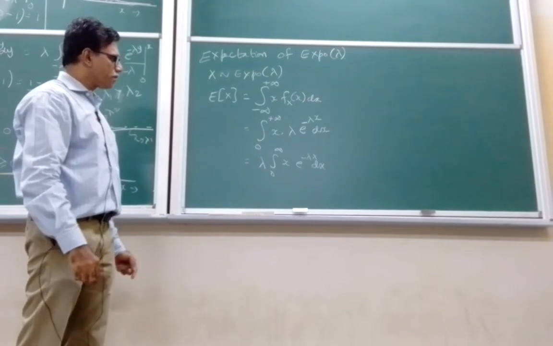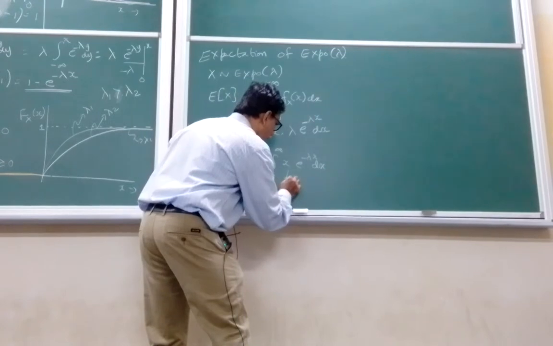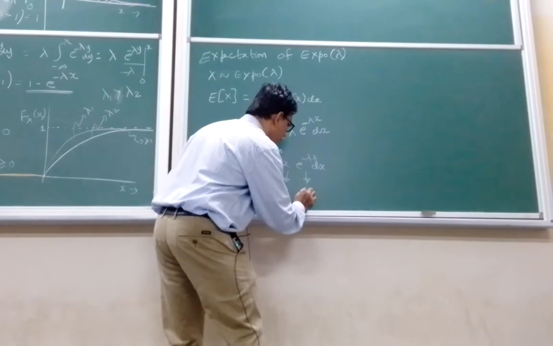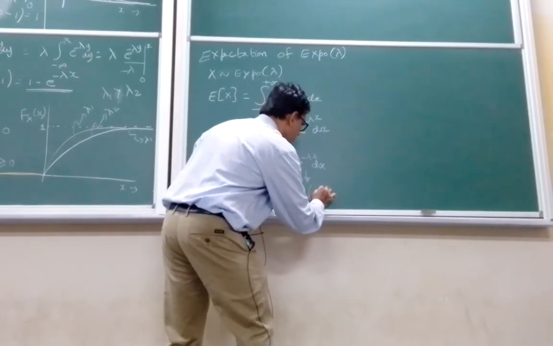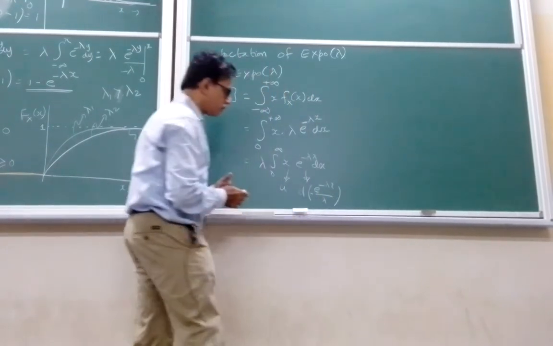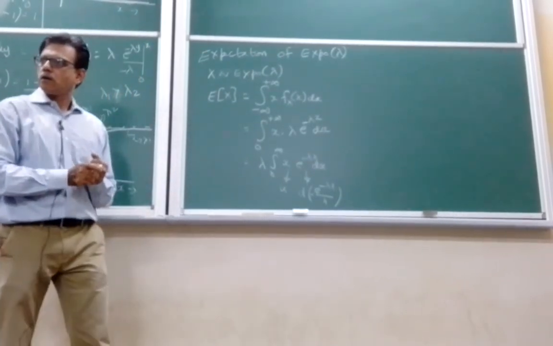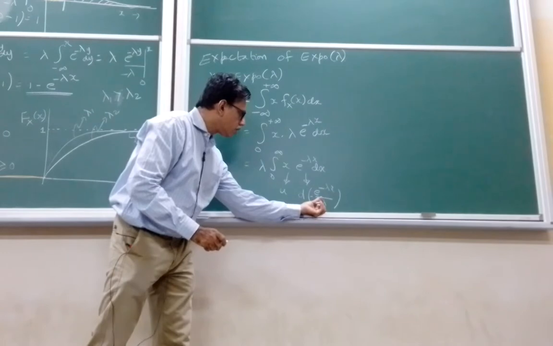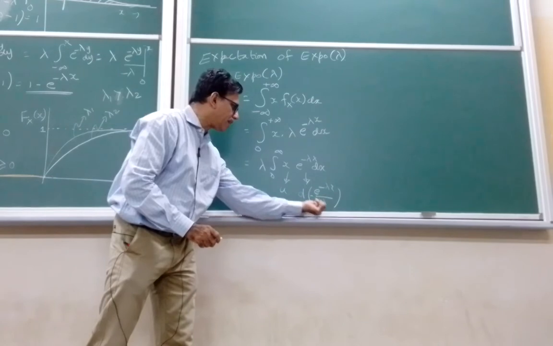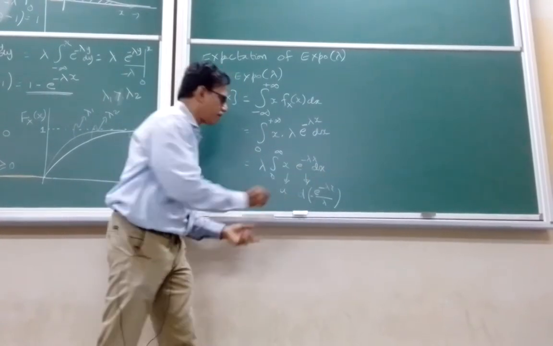To find this one, you will do integration by parts. Conventionally I will call this the function u, and this has to be written as d of e power of minus lambda x by lambda. Am I right? If I differentiate it, the minus minus gets cancelled, one lambda will come here, that will get cancelled, and then dx will come. This is what will happen.